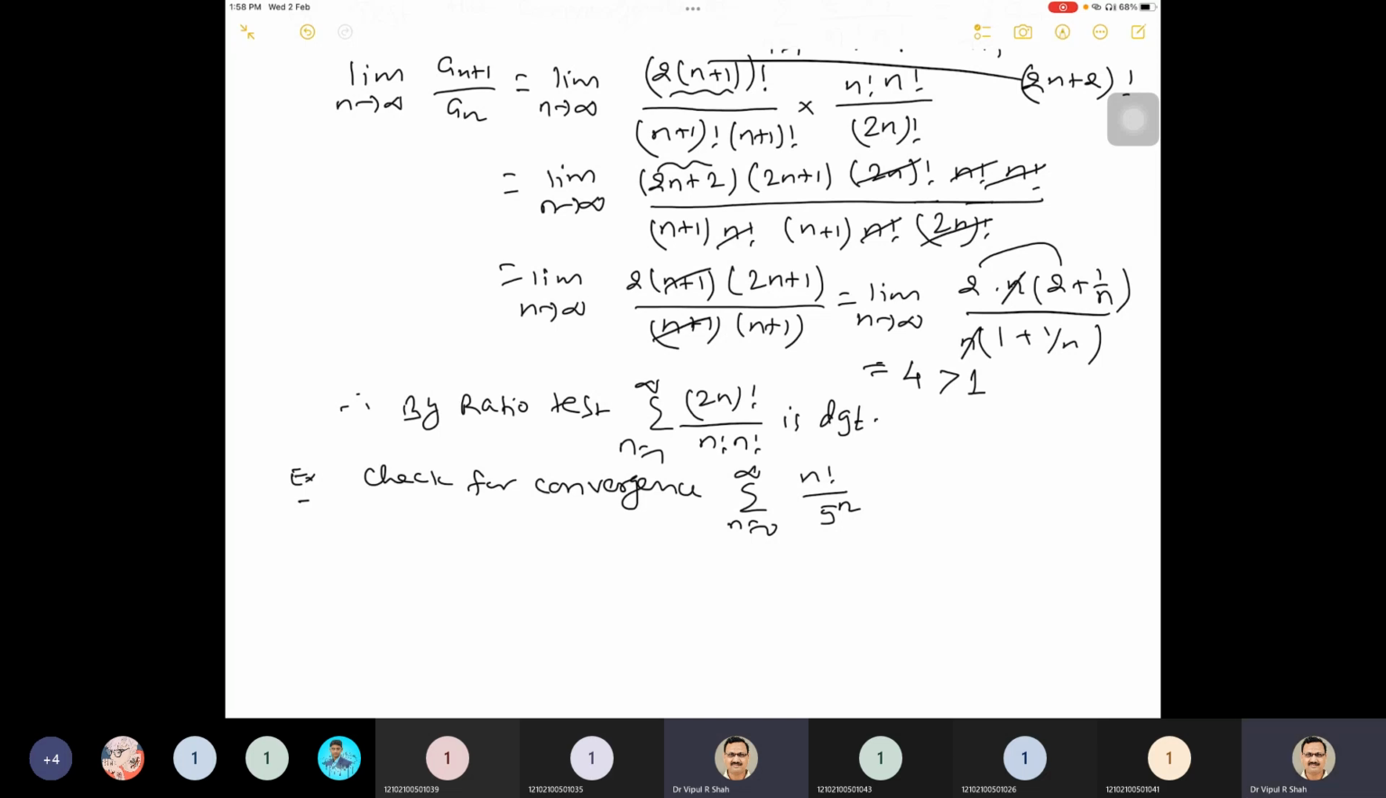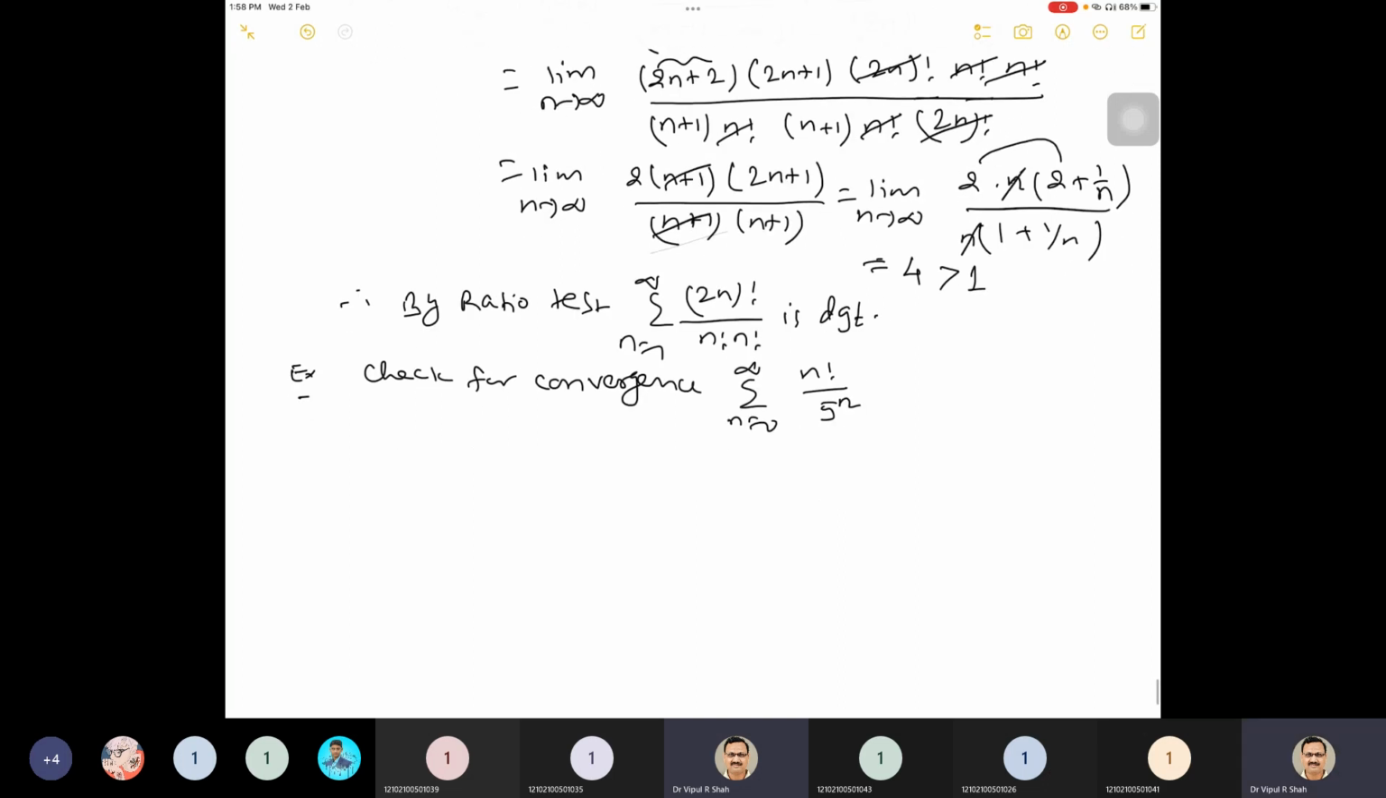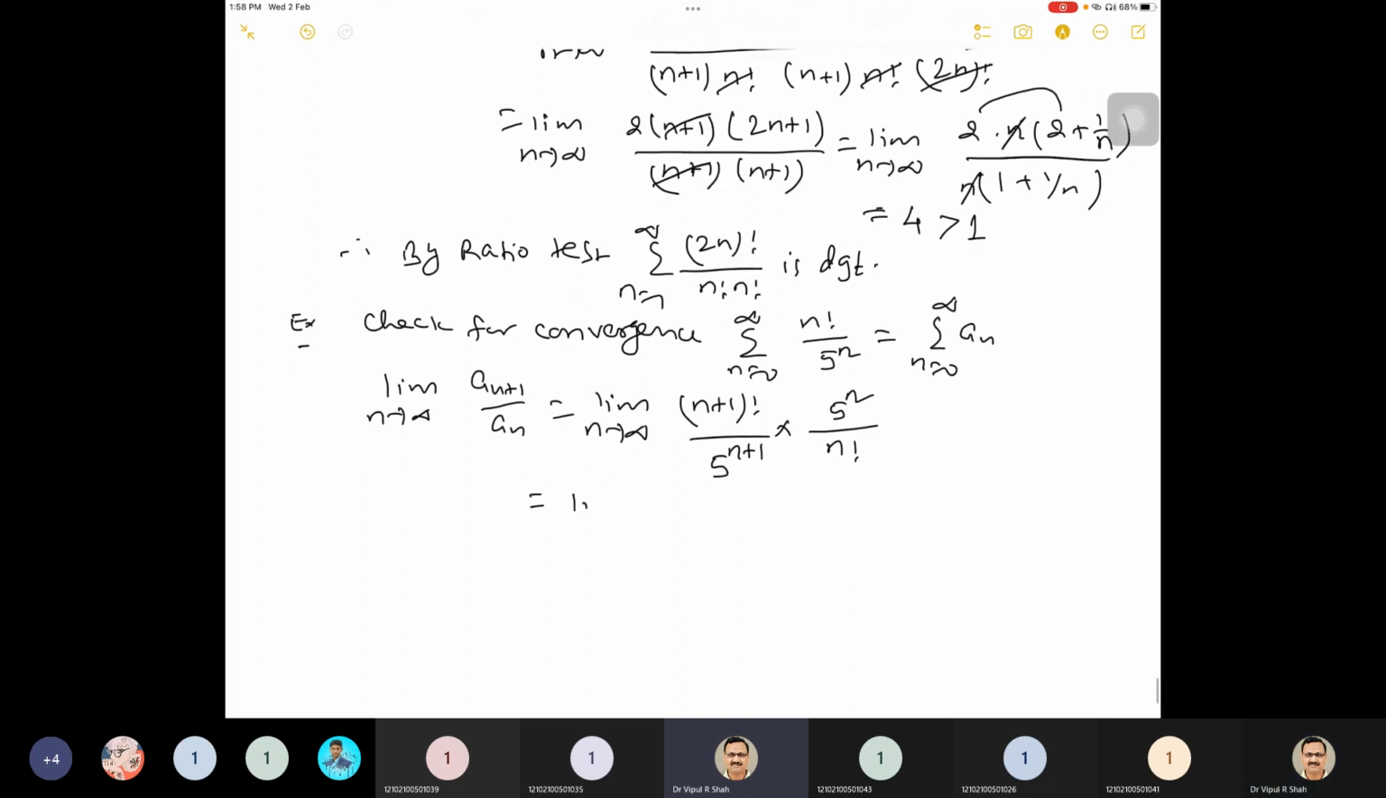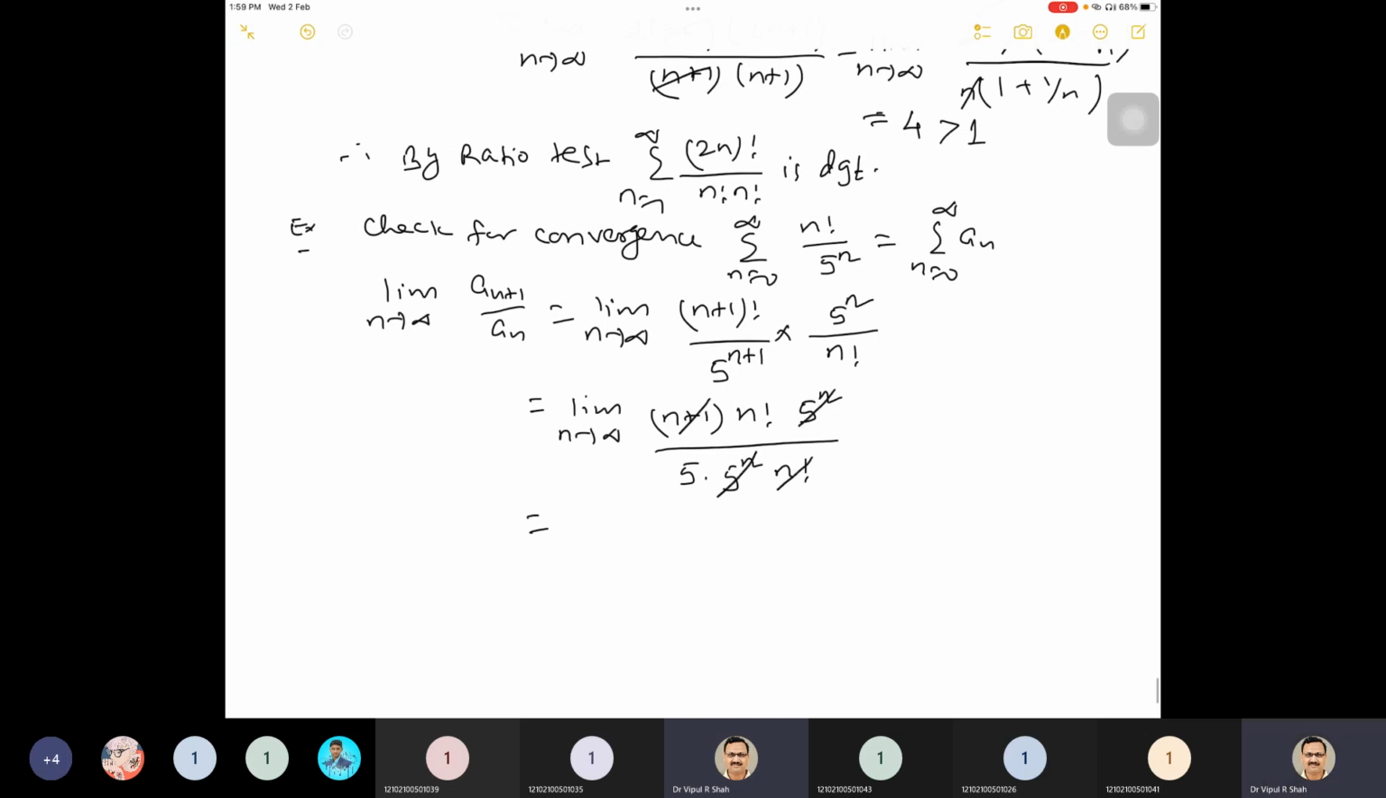Okay. So now let us use the ratio test. So this is a_n. Now we find limit n tends to infinity a_(n+1) upon a_n. So limit n tends to infinity (n+1) factorial upon 5 power (n+1), upon n factorial and 5 power n. So this is equal to limit n tends to infinity (n+1) n factorial 5 power n, upon 5 into 5 power n n factorial. This 5 power n cancels, sorry, n factorial cancels. So what we have is limit n tends to infinity (n+1) upon 5.